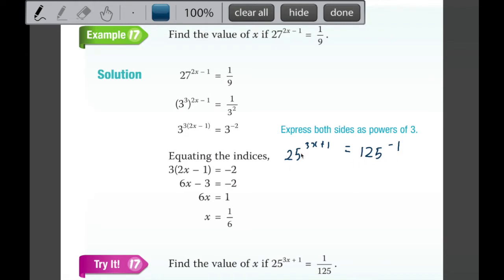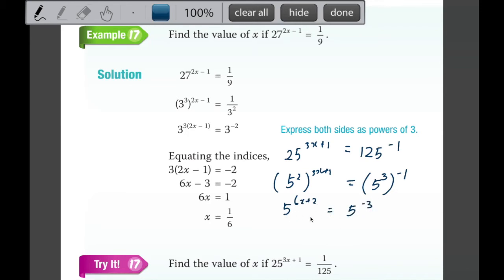So let's see, how can we make these two the same base? If you practice enough, you will know that the common base they can go down to will be 5. So 25 is 5 squared, and 125 is 5 to the power of 3. Now you can use the law of indices, and these two powers can multiply each other. So you have 5 to the power of 6x plus 2 is equal to 5 to the power of negative 3.